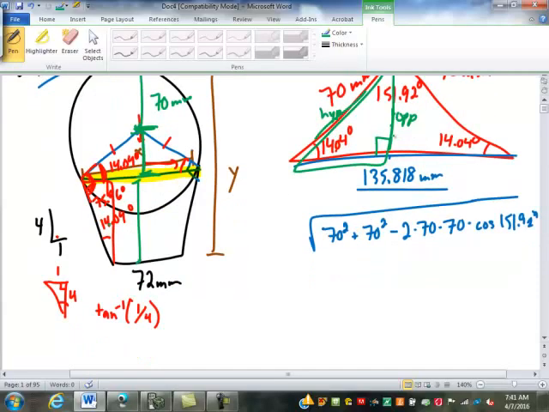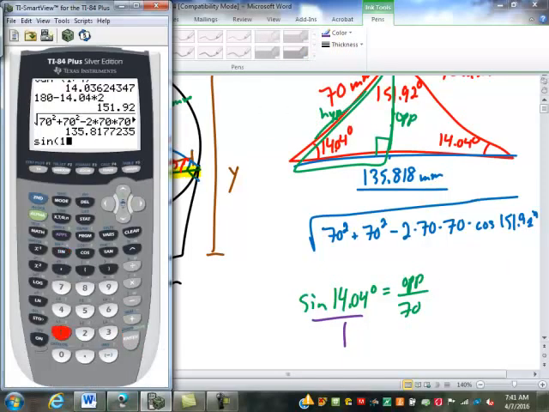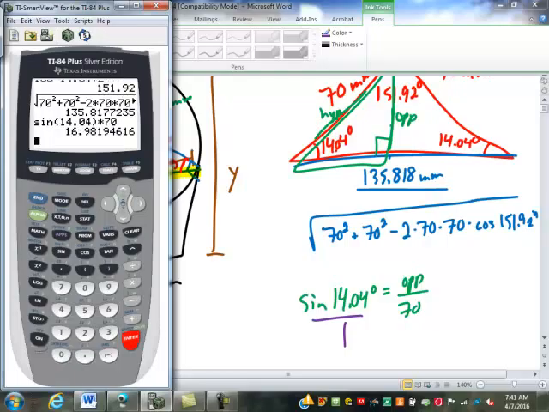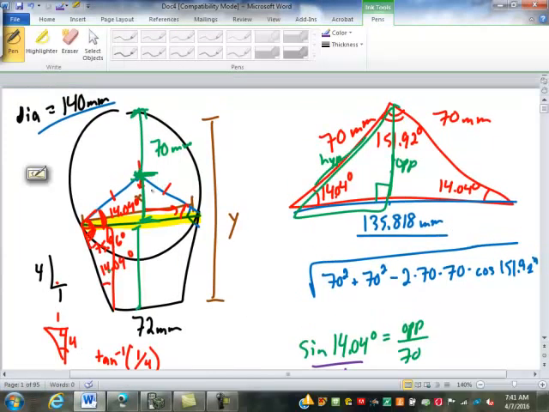So that's going to be a sine. Sine of 14.04 degrees equals that opposite side over 70. Put this over 1, and I'll cross multiply and divide. So it's just going to be sine 14.04 times 70, which is 16.98 millimeters.